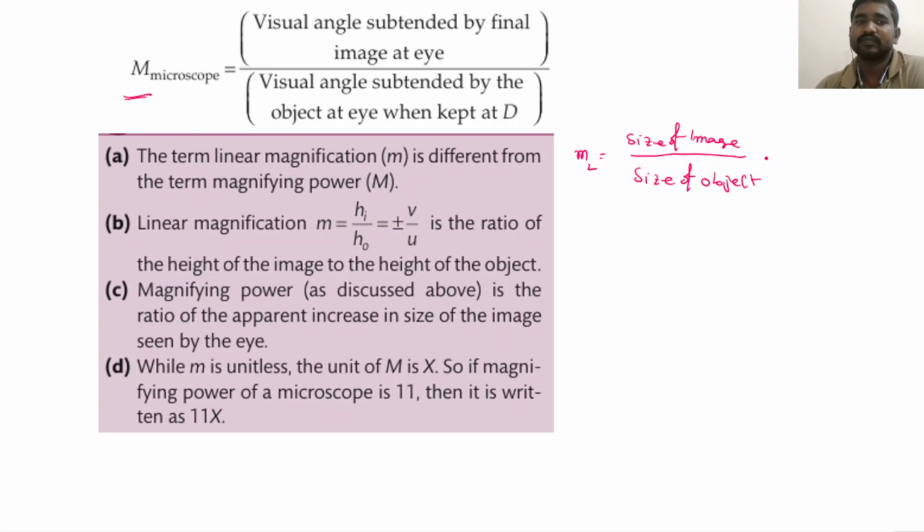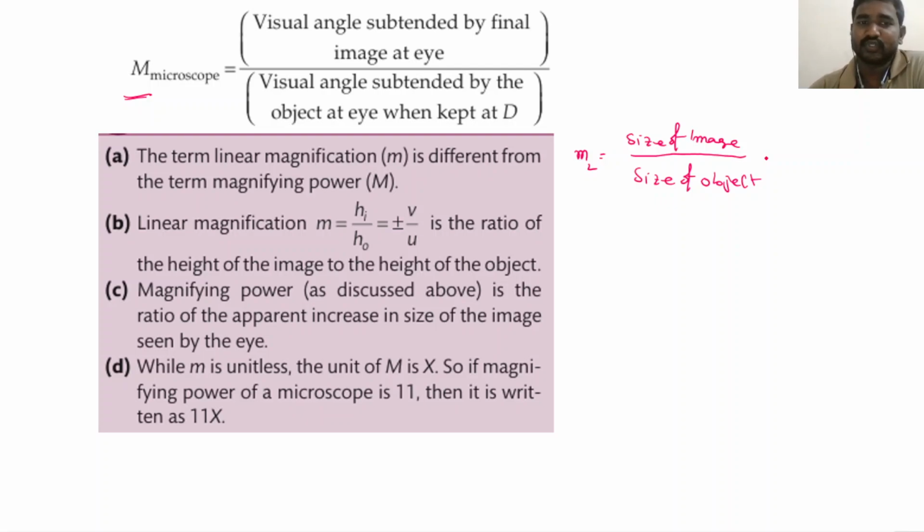Both are different cases, but both will give the characteristics of the image. Now, the second point: linear magnification is already given. That is the height of the image divided by the height of the object, that is plus or minus v divided by u. It is the ratio of the height of the image to the height of the object.